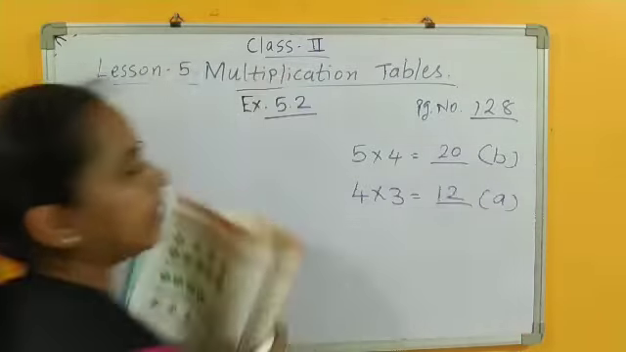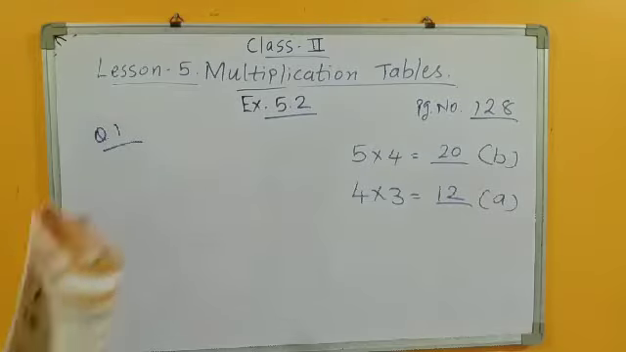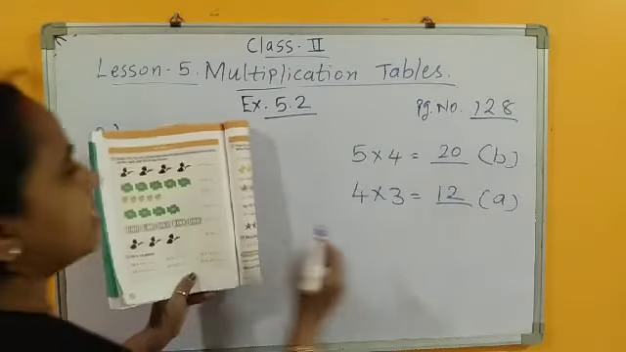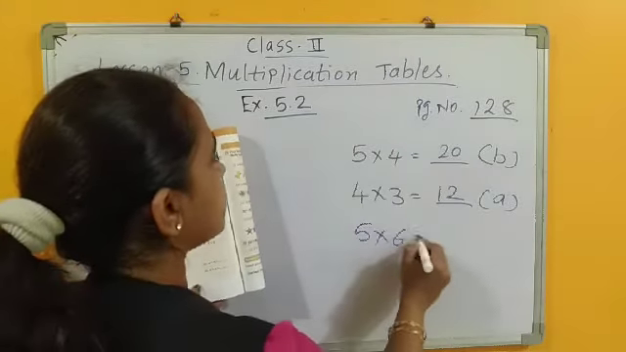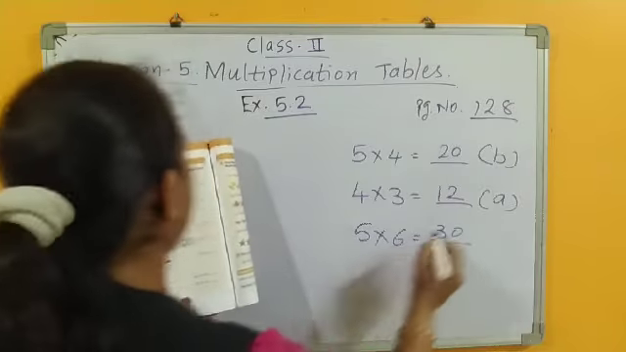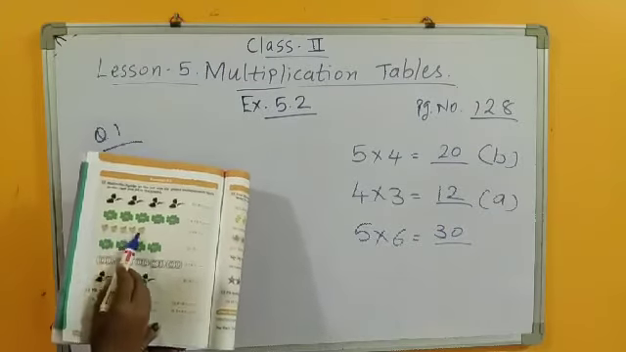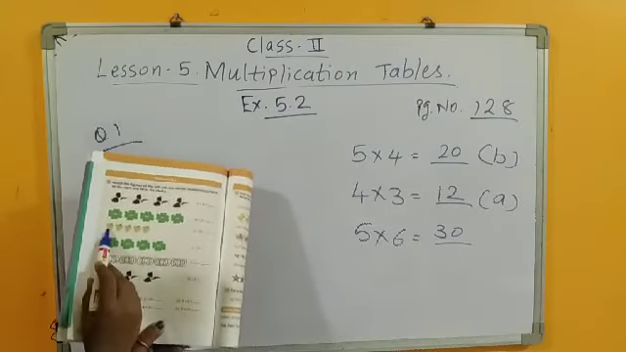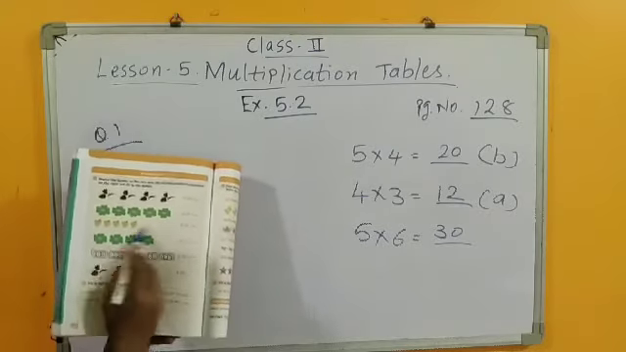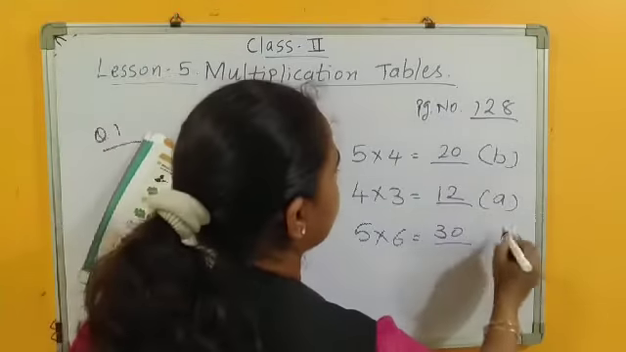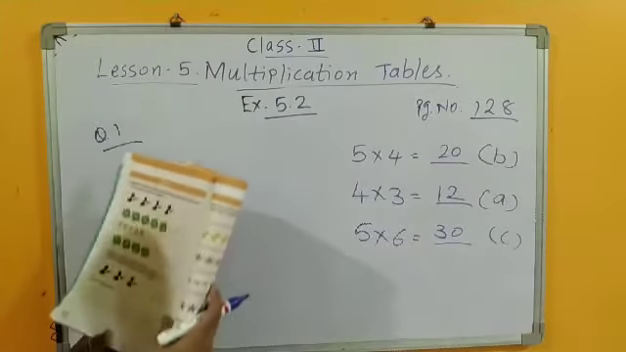And 12. 4 threes are what? 12. Then 5 sixes are 30. And 5 groups, each group 6. So bananas, 1, 2, 3, 4, 5 groups. Each group 6 bananas. So bananas, so C.